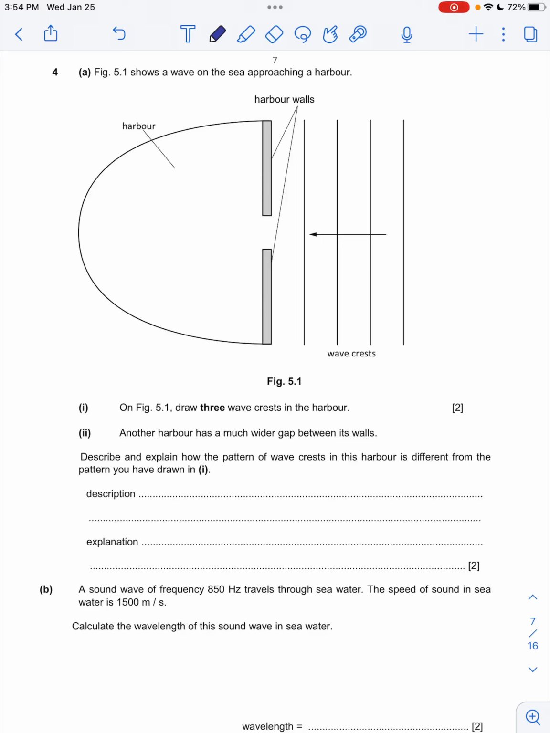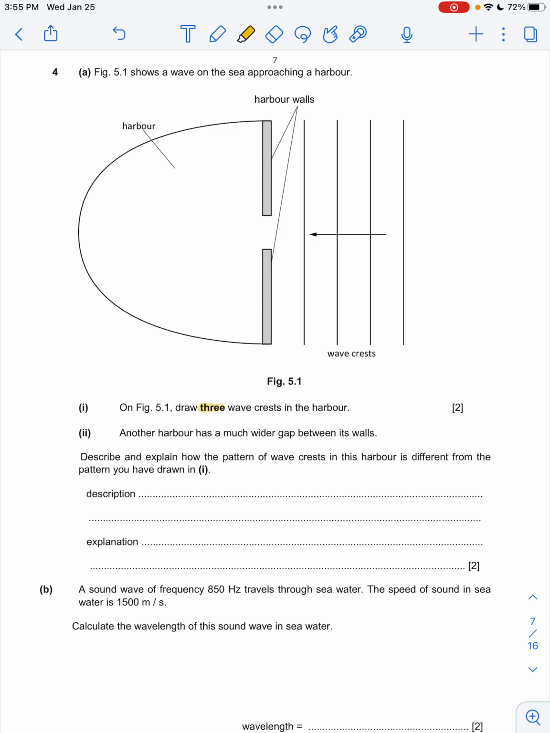Question 4 brings us into the realm of waves. So we have some water waves going into a harbor. Question A1 wants us to draw 3 wave crests in the harbor. Notice that the word 3 is bolded, so make sure you follow that instruction.